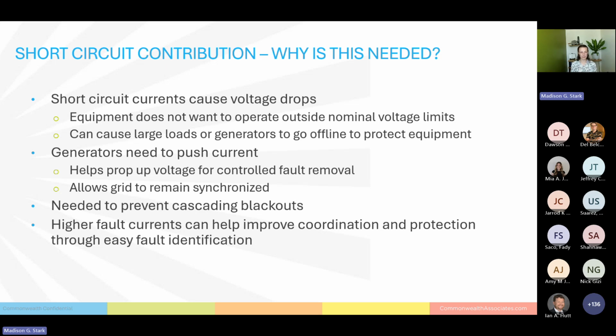What we're really trying to prevent with that is cascading blackouts. So 2003 is the most famous one. This was really the birth of a lot of the New York regulations in general, which govern all of this conversation.